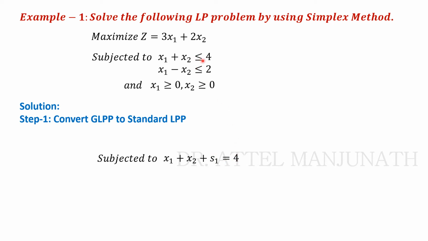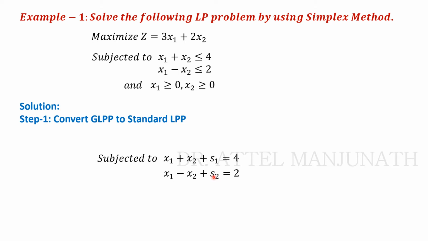Now we need to convert the inequality symbols given here into equality symbols by introducing a slack variable, plus s1, which is equal to the constraint value given. Similarly, you take the second constraint equation, x1 - x2 + s2, which is equal to 2, wherein again the less than or equal to inequality is converted into an equality symbol by introducing a slack variable, plus s2, in the second constraint equation.